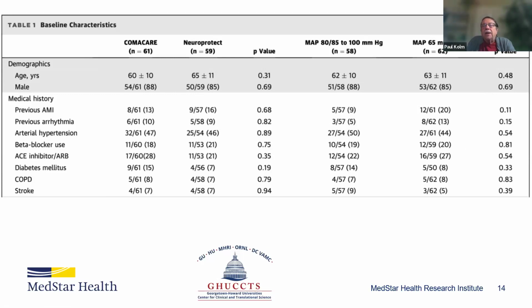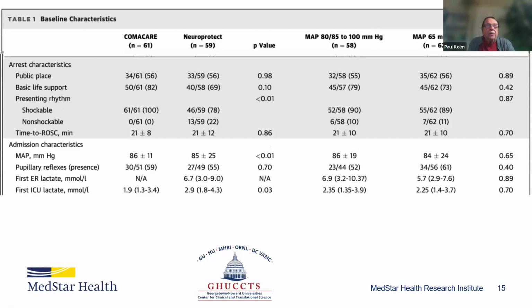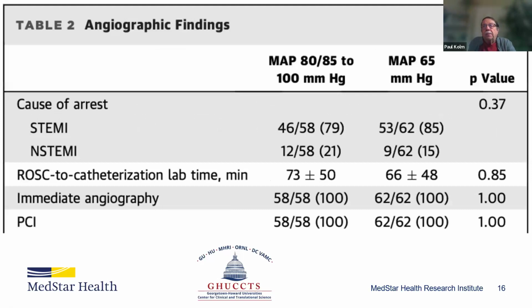But the fact is that you've treated each one of these as a test of a hypothesis by using the p-value. And then table 1 continues here with arrest characteristics, admission characteristics, and they present a p-value for each one. And then in table 2, they do the same thing with angiographic findings. And so just in tables 1 and 2, we have, I think it's over 18 different tests of hypotheses.